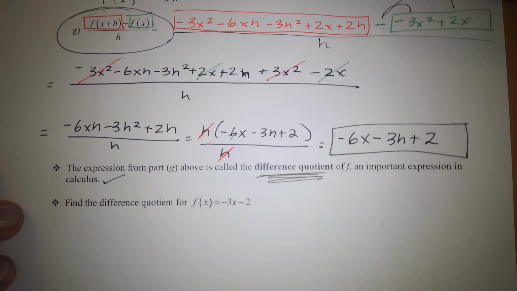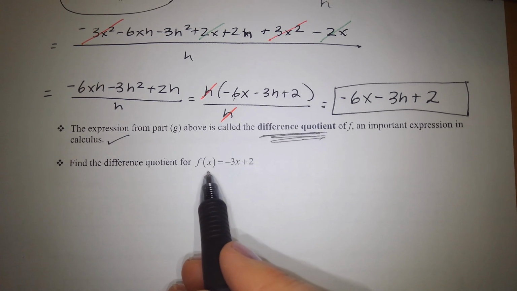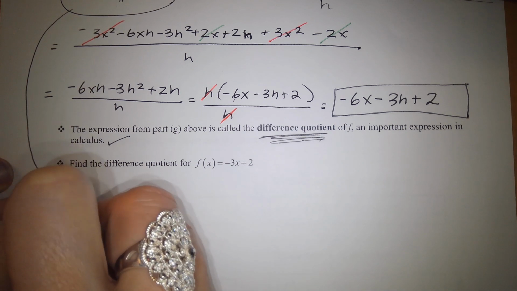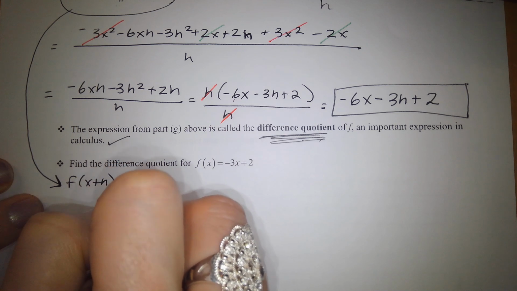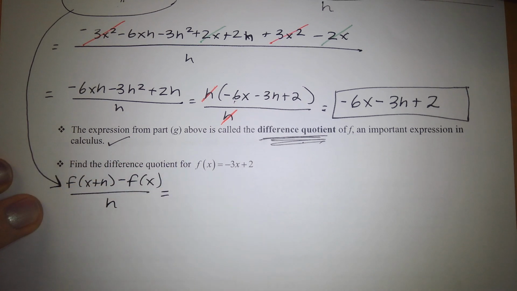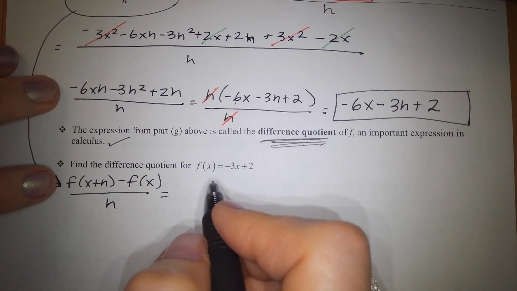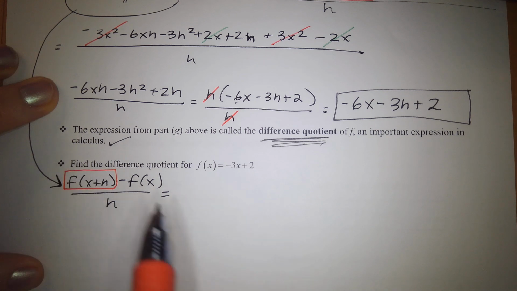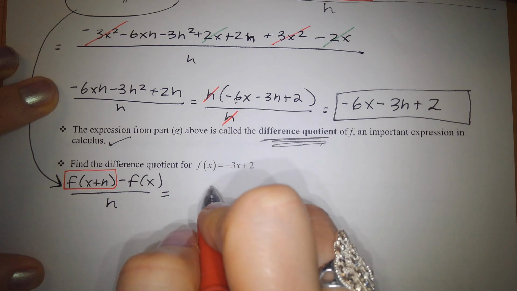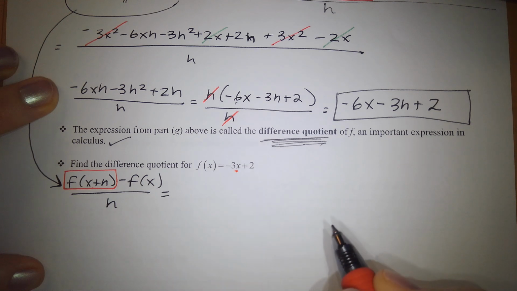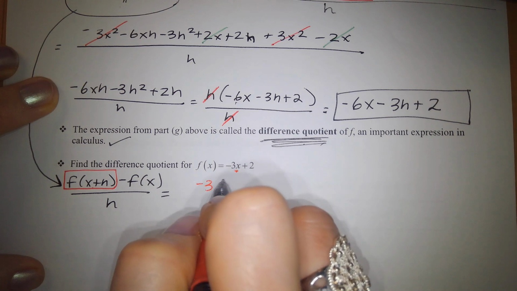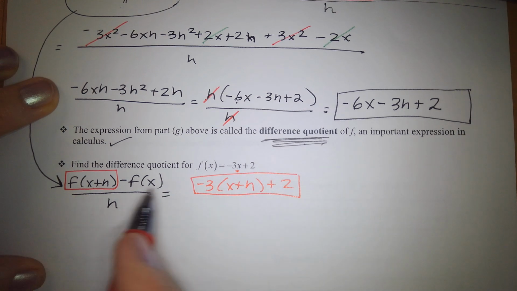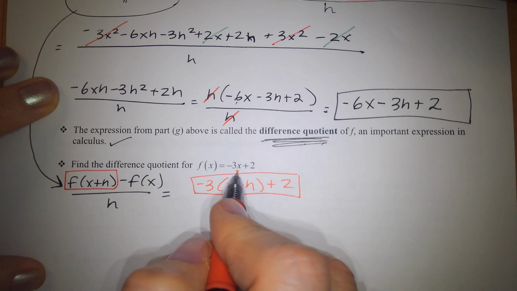So let's find one more difference quotient for this particular f of x. Now remember, the difference quotient is equal to f of x plus h minus f of x over h. So this is what we need to solve for. The first thing we do, just like we did in the example above, is determine what f of x plus h is. We take x plus h and plug it in for x. So it becomes negative 3 times x plus h plus 2.